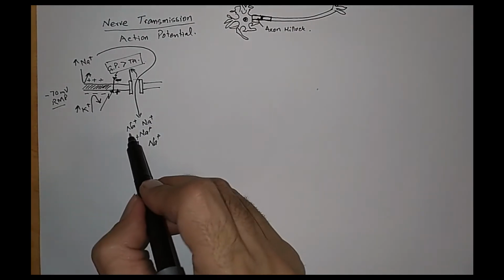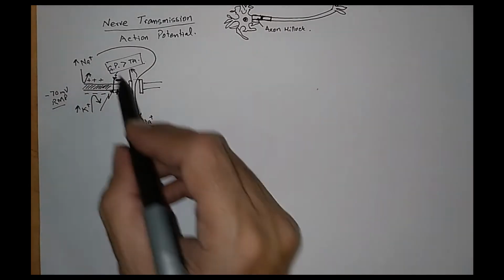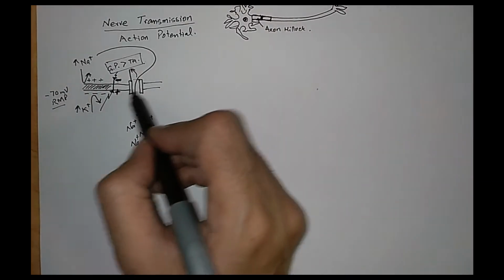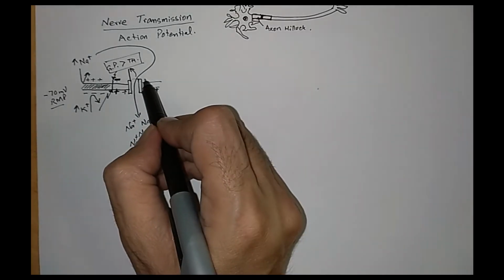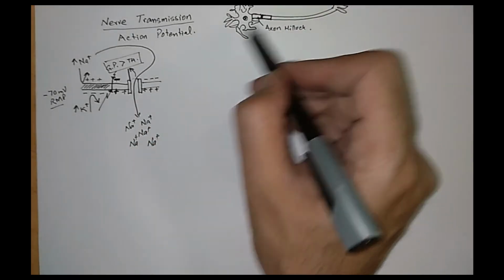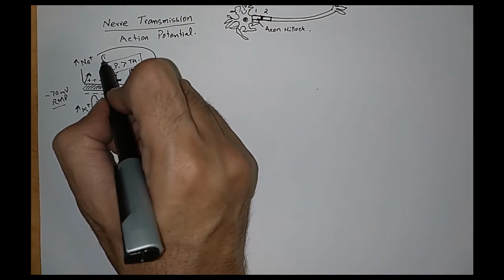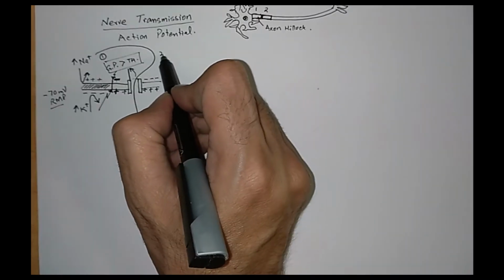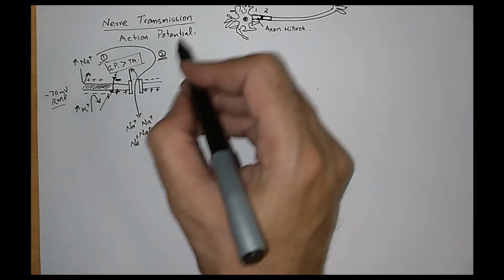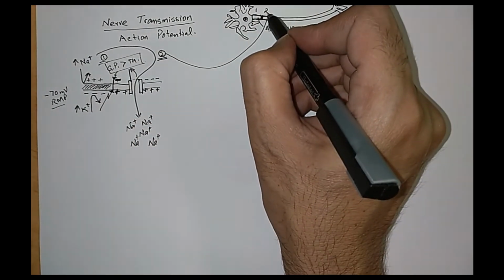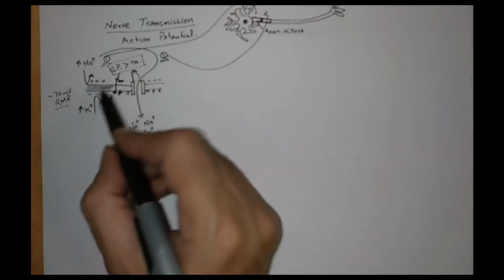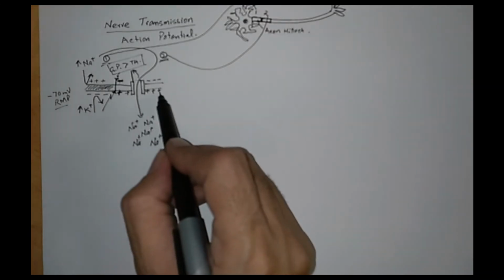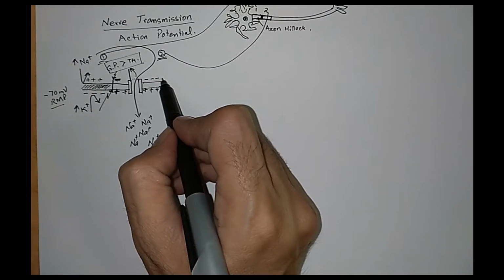So the concentration of the sodium increases inside, and basically the positive charges are increasing inside, so that positive charge is shifted towards the next part of the membrane. So this is part 1, and that's part 2.